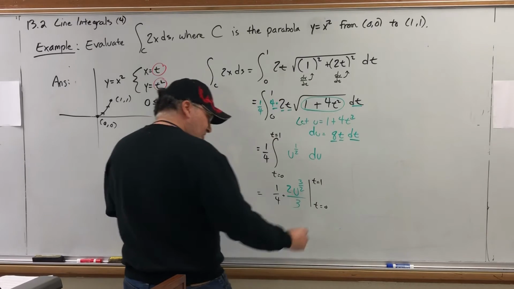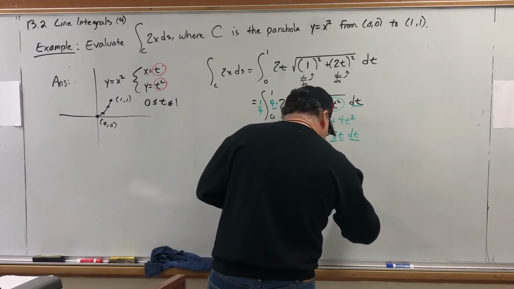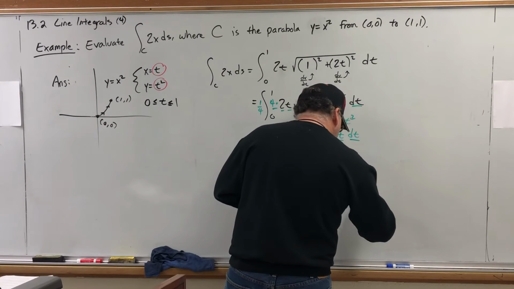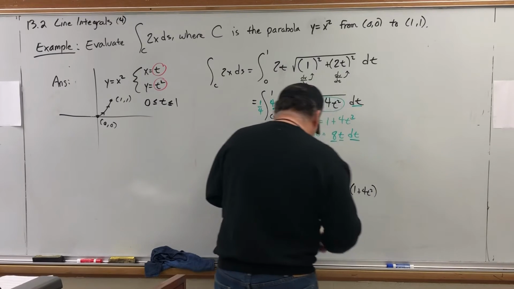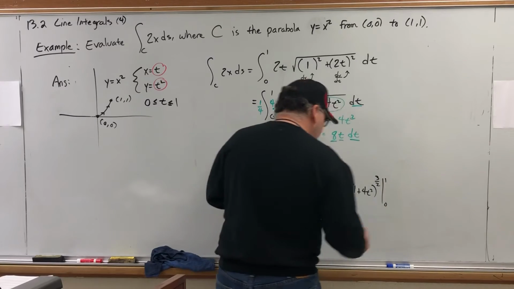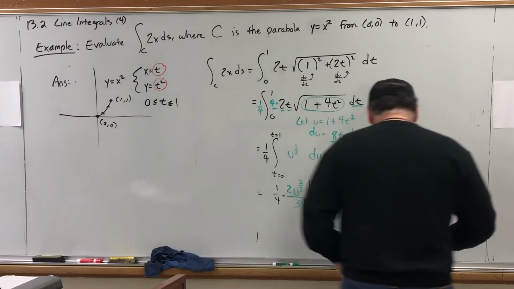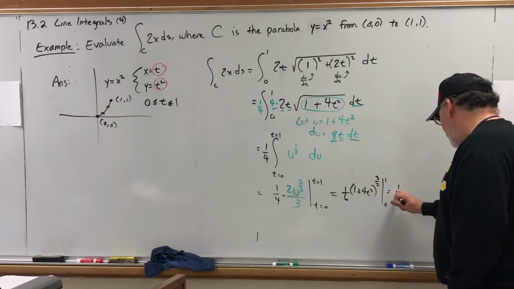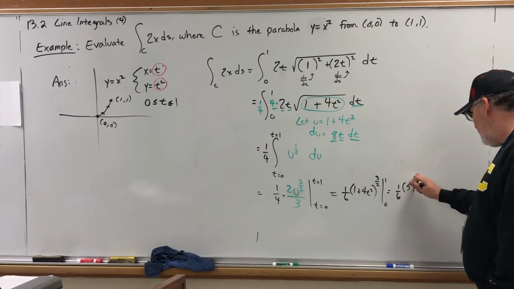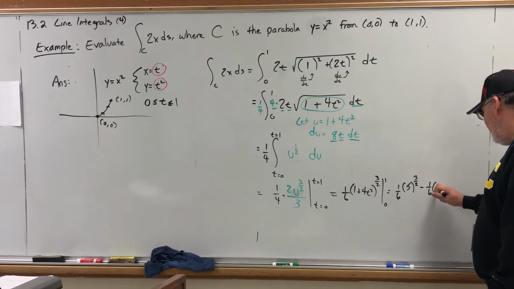So let's multitask here. Let's put together the fractions to get 2/12, which is 1/6. And at the same time, let's change the u back to 1 plus 4t squared. And that's all raised to the 3/2 power. And this is from 0 to 1. I can remove the t equals since it's the only variable now. If I substitute 1, I'll get 1/6 times 5 to the 3/2. And if I substitute 0, I'll get 1/6 times 1 to the 3/2.